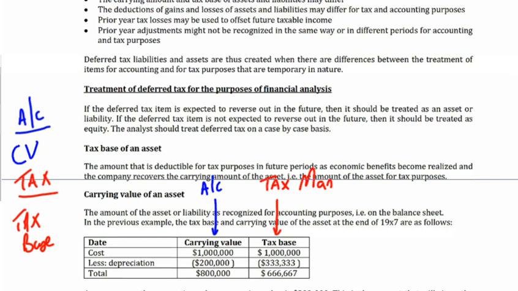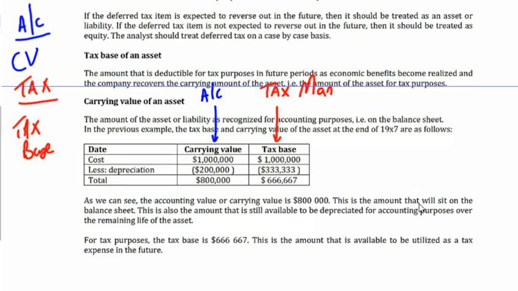Let's go back to our original example, and let's have a look after the first year. Remembering again, the tax man allowed us how much? 33 1/3% off every single year, and the accountants took 20%. If that were so, what is the value of our assets at the end of the first year? Well, for accounting, I started off with $1 million. Remember, I took 20%, so I depreciated by $200,000. What's my carrying value?